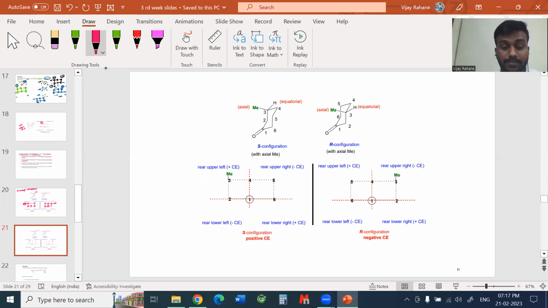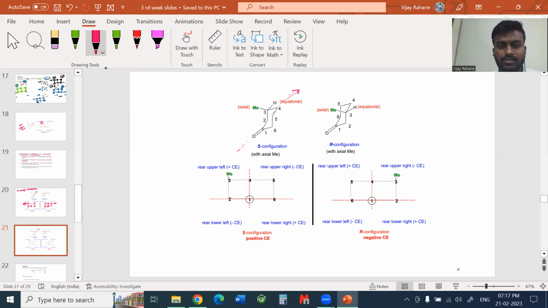you can practice at home for this molecule. And if you have any doubt, just inform me in the next session. So I will show this molecule. I will solve this problem again if you are not able to solve this one, right?